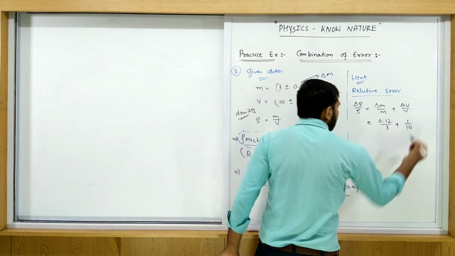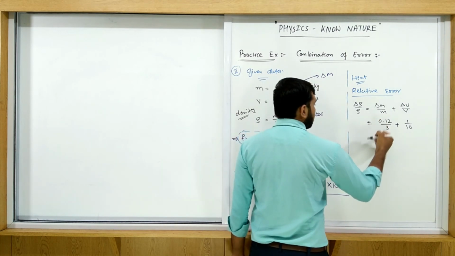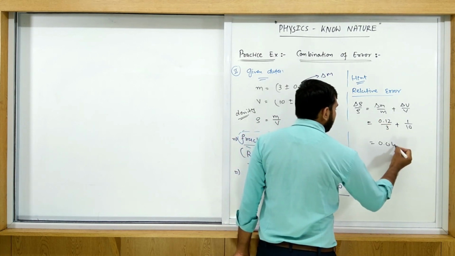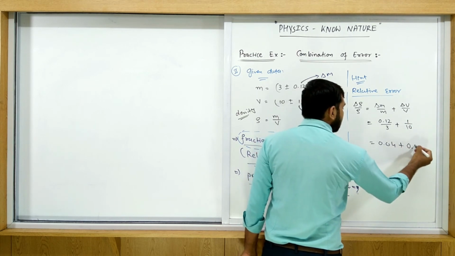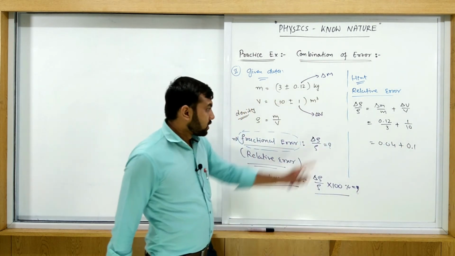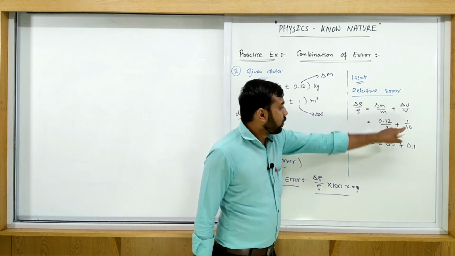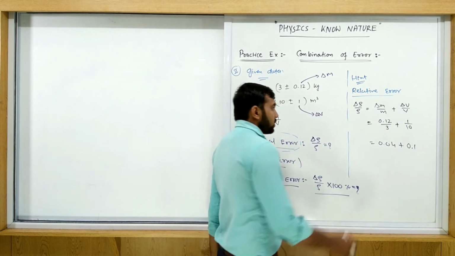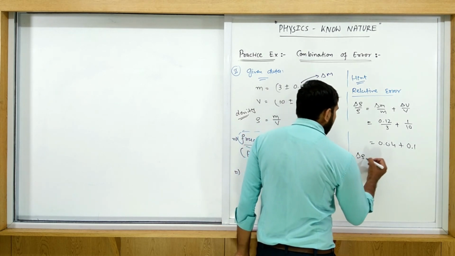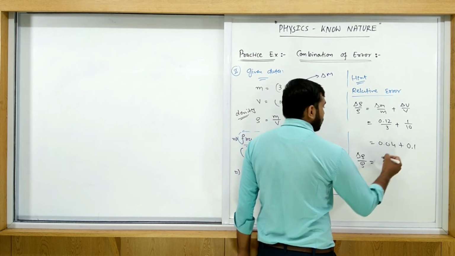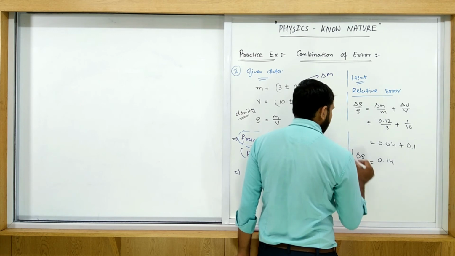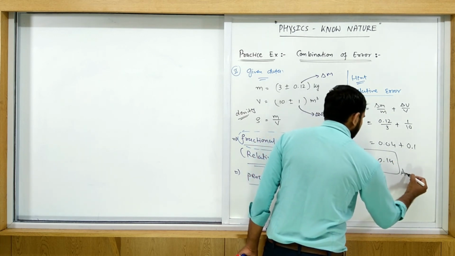So 3 4s are 12. So 0.04 plus 1 upon 10 means 0.1. See, 3 4s are 12. So the answer is 0.04 and 1 upon 10 is 0.1. So what do we get as the answer? Delta rho upon rho is equal to 0.14. So this is our first answer.